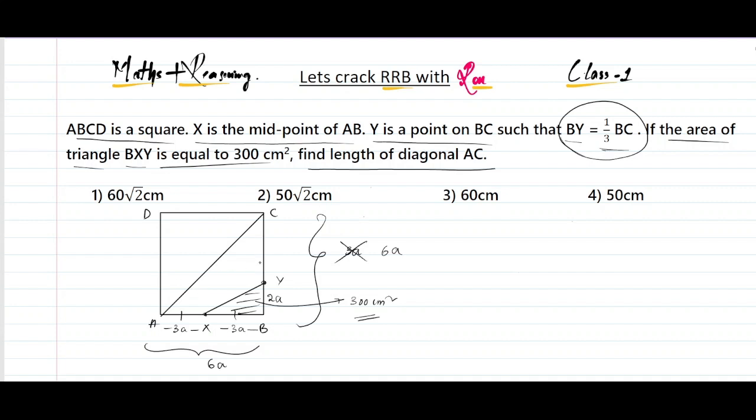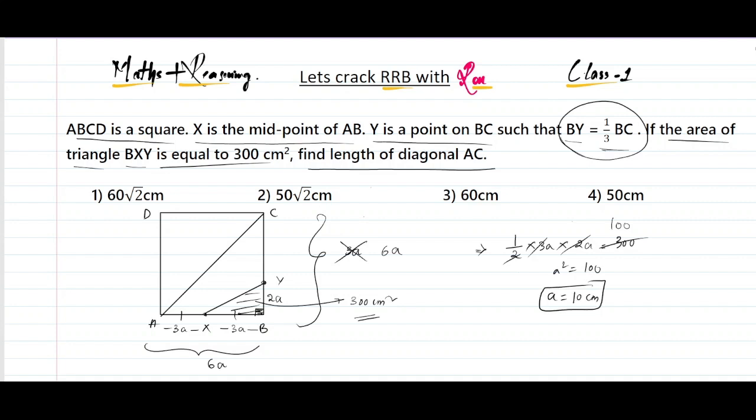And we also discussed in a square all angles are 90 degrees. Okay, now how do you find the area of a right angle triangle? Half multiplied with base 3A multiplied with perpendicular 2A equals, they have given us 300 centimeter square. Okay, see, 300, 2 gets cancelled, so A square equals 100. We got A equals 10 centimeters.